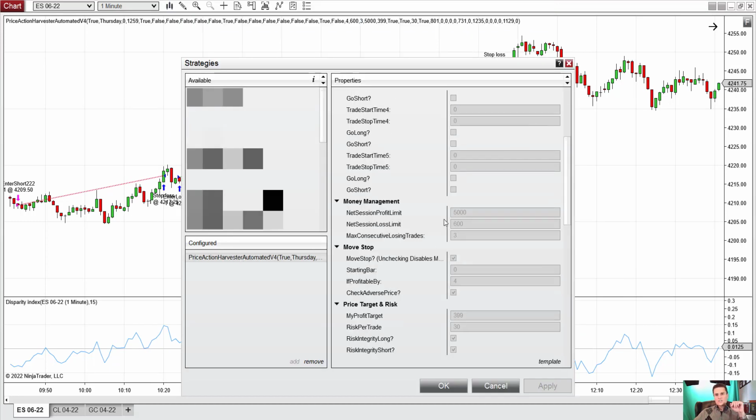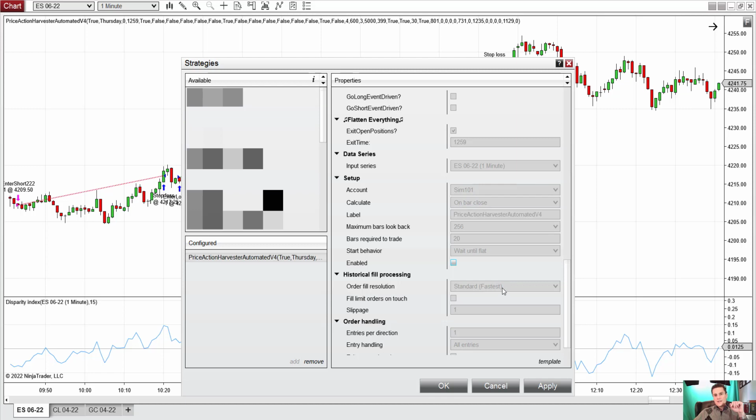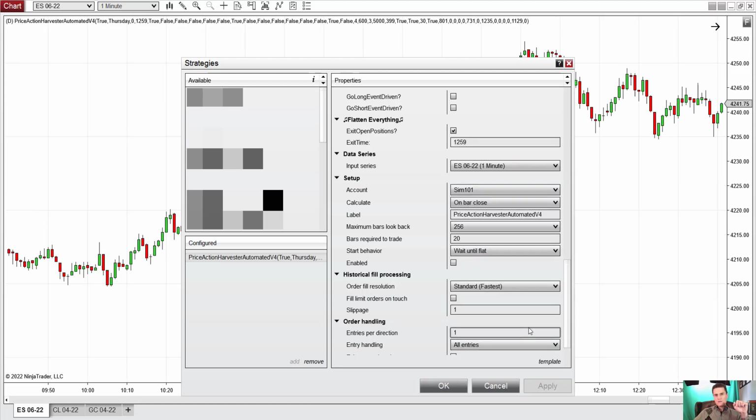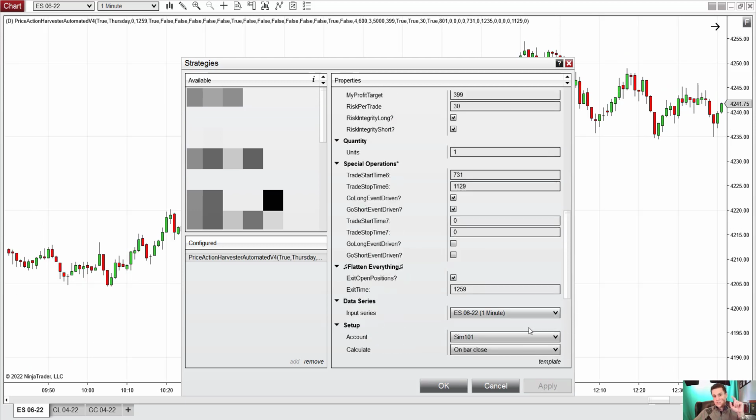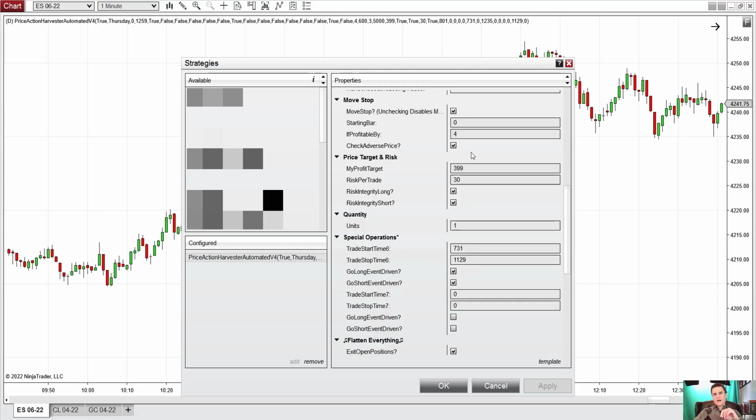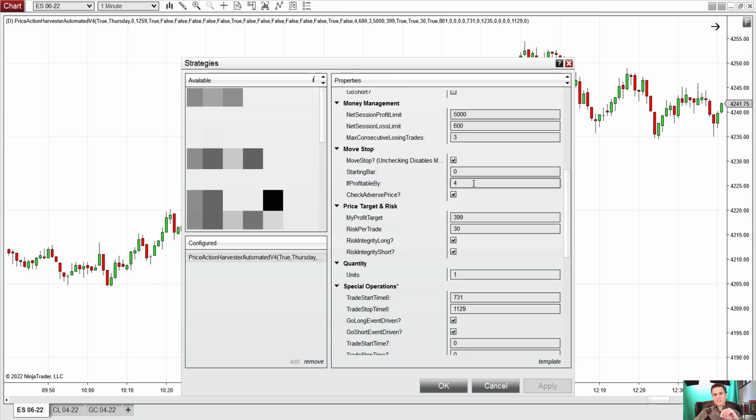So let's change the move stop, and let's say that you wanted to use the more aggressive 42 tick move stop, and we're not going to check for adverse price. The reason, remember, the 42 ticks is because of what I looked up on my Price Action Harvester add-on indicator statistics. Okay, so let's go ahead and change this 4 to 42, and let's uncheck the check adverse price.